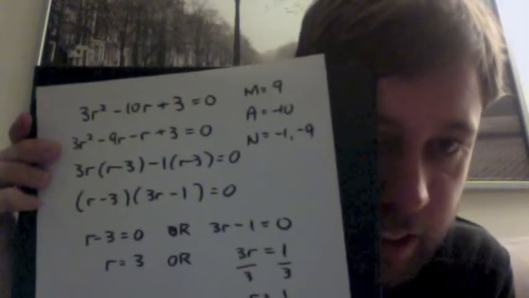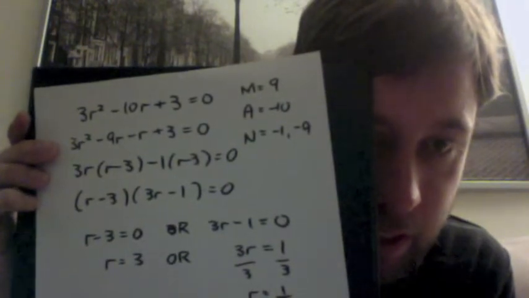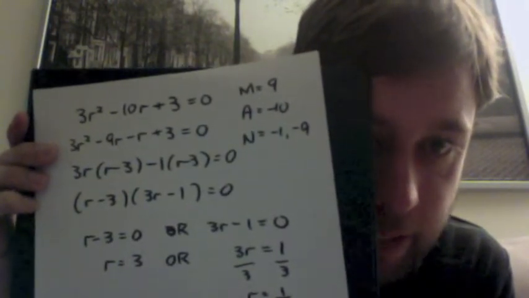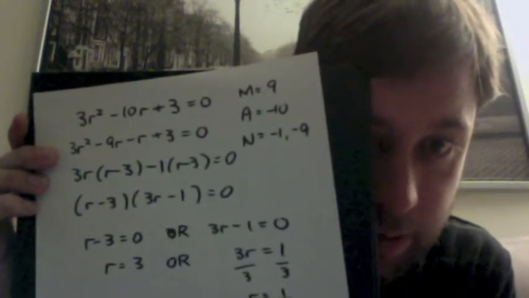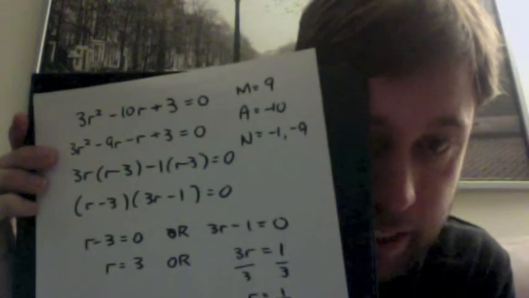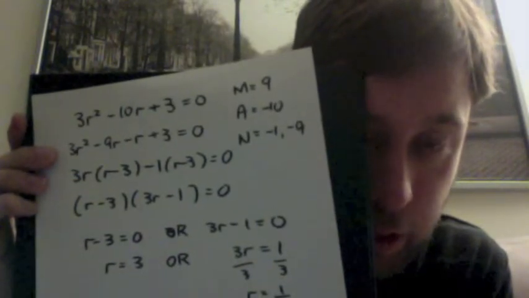So for the first one, if r minus 3 is equal to 0, that means that r is equal to 3. And if 3r minus 1 is equal to 0, that means that 3r is equal to 1. And if we divide both sides of the equation by 3, we get that r is equal to 1/3.